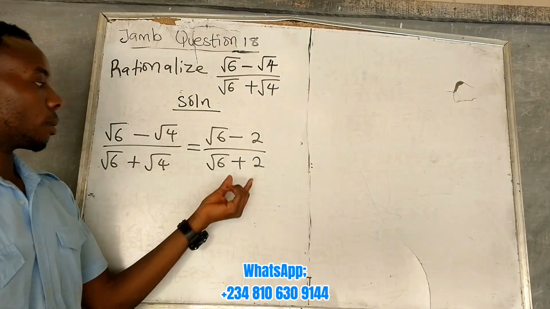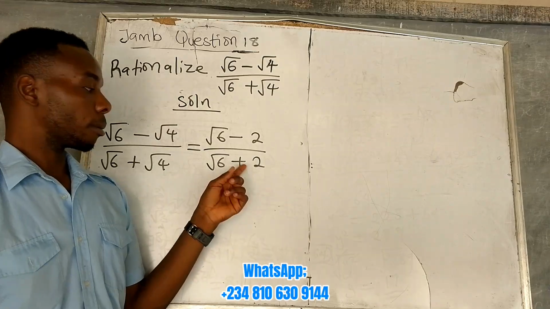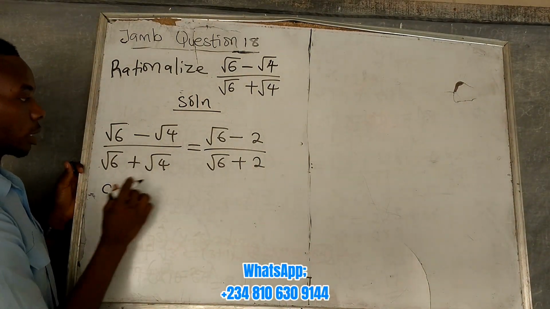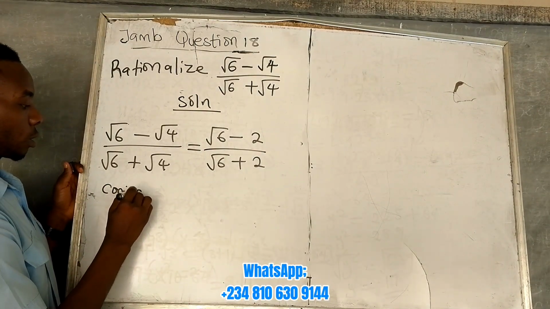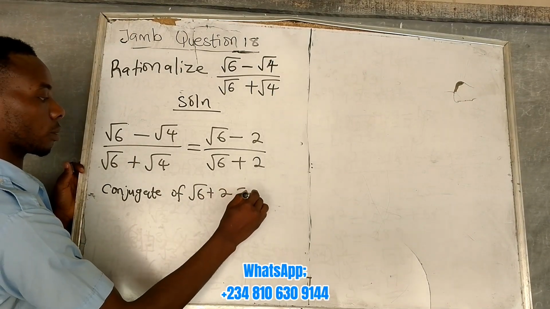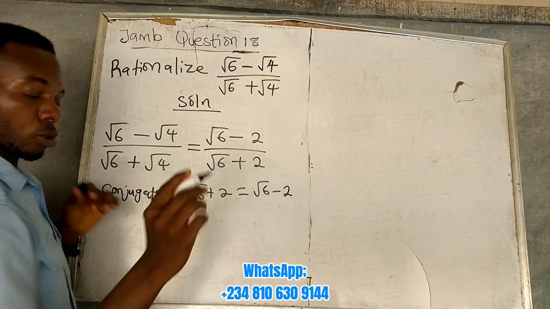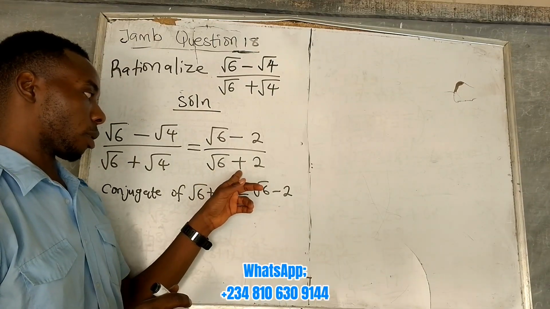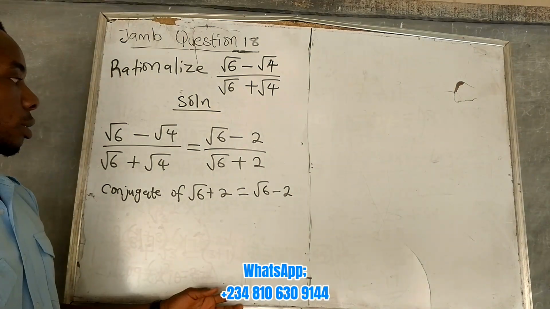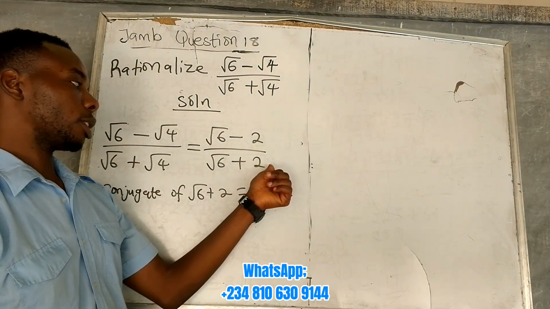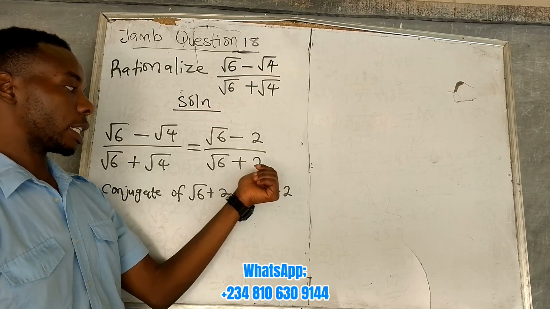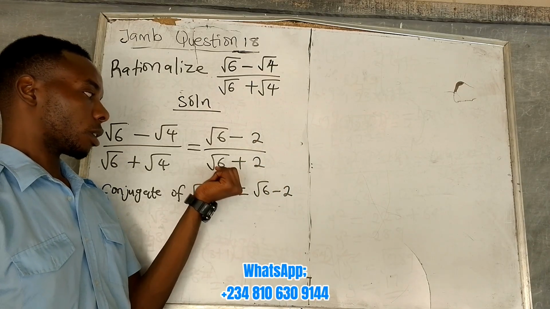Now, the denominator is root 6 plus 2. The conjugate of root 6 plus 2 is equal to root 6 minus 2. So the only thing that changes is the plus sign becomes minus. You multiply the numerator and the denominator by the conjugate of the denominator.